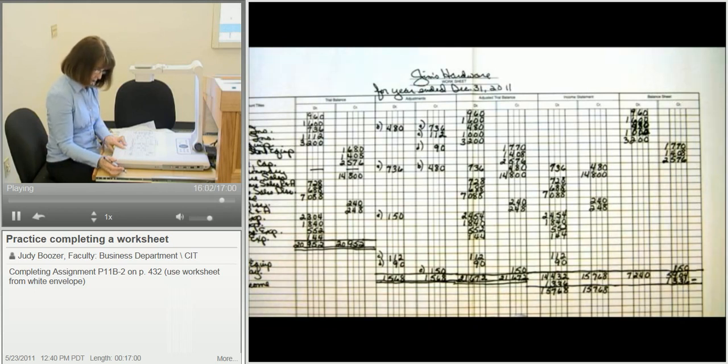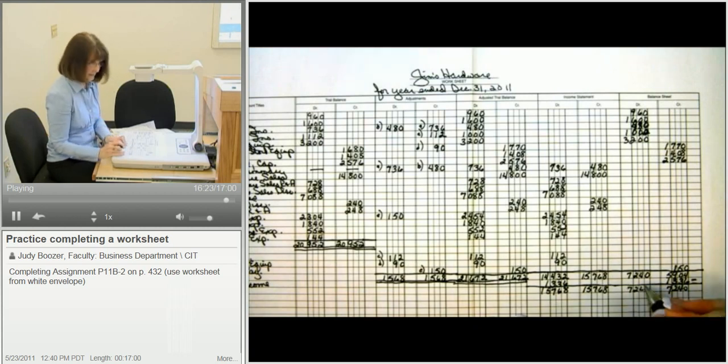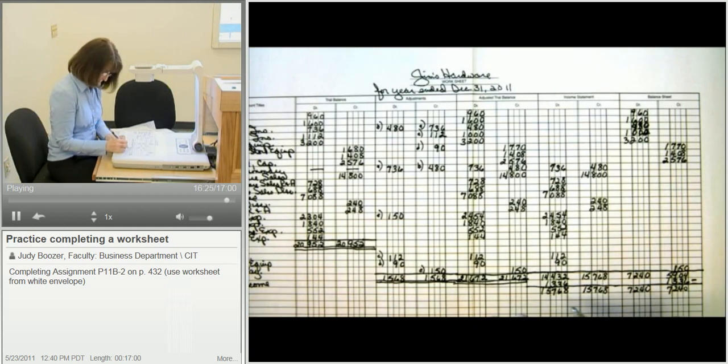And the real check is to see if we add our net income to the credit side of the balance sheet, it should match the debit. Let's take a look. $72.40. Bring down this $72.40. Double rule all of these because they are in balance.